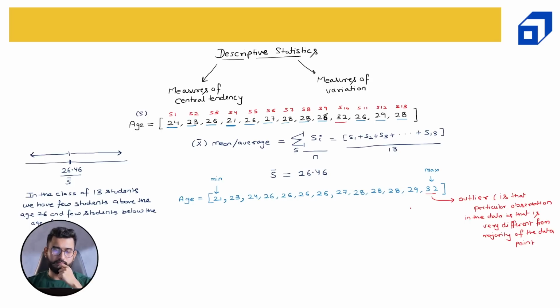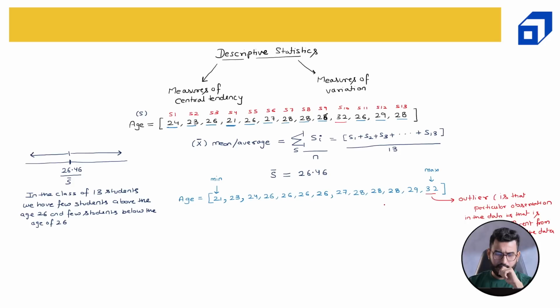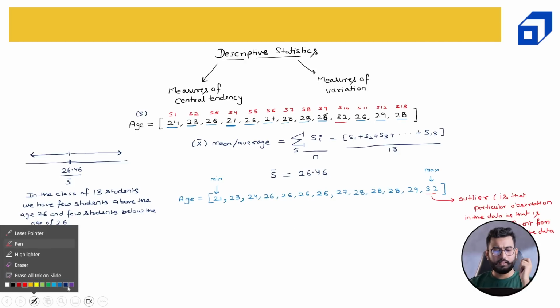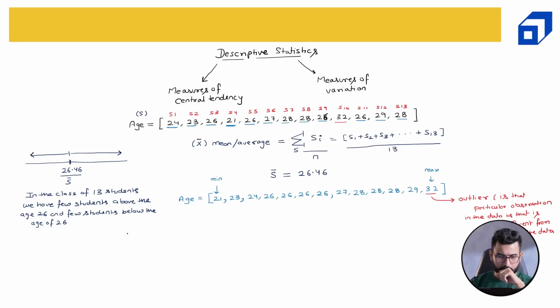Now what is the problem behind this outlier? Why are outliers problematic when we talk about descriptive statistics? If I try to look at the median, now what is median? Median is another measure of central tendency. We have already talked about mean. Median is exactly the center of the data. When I say exact center, that basically means above this I will have 50% people, below this I will have 50% people.